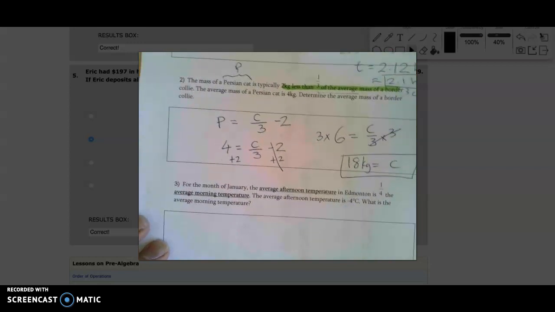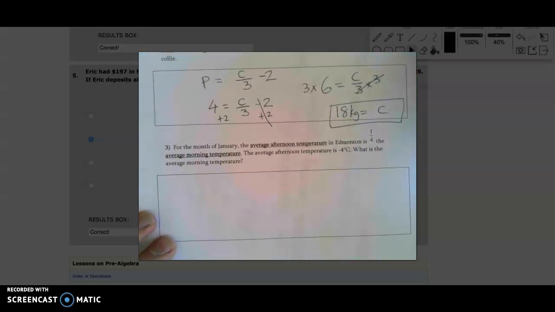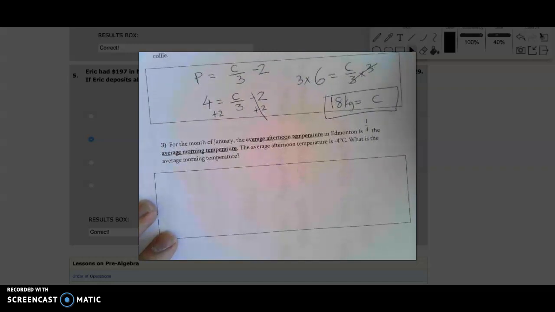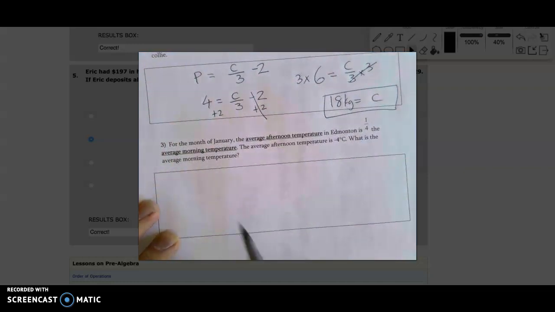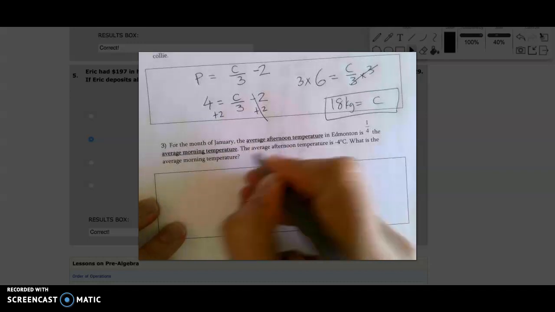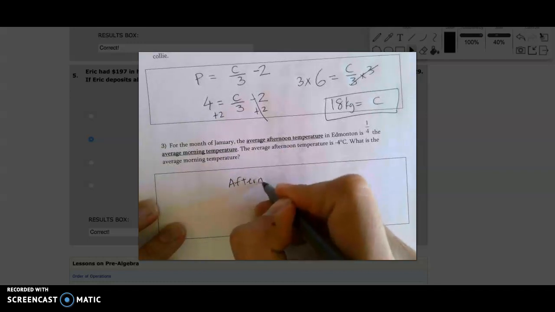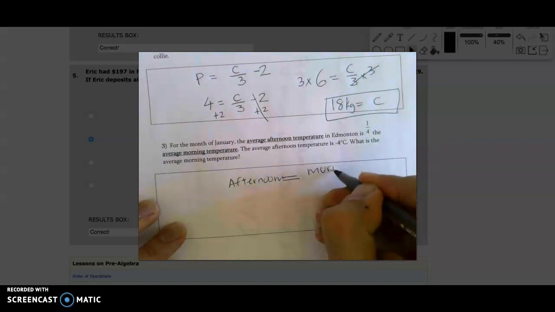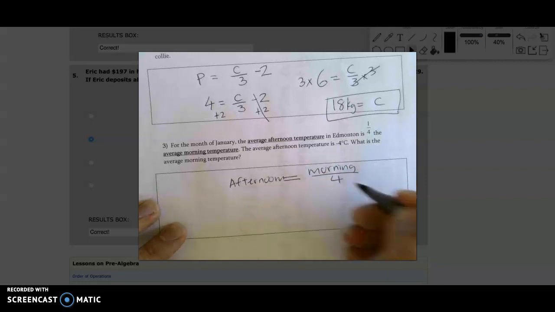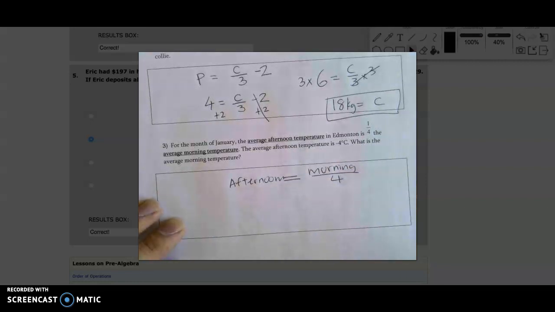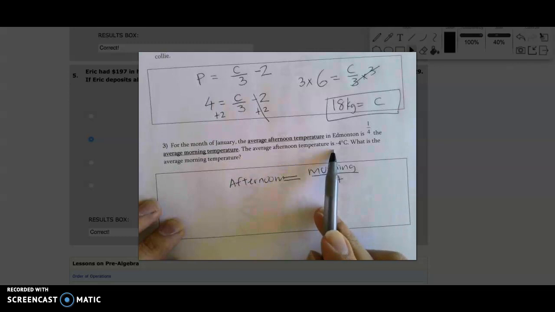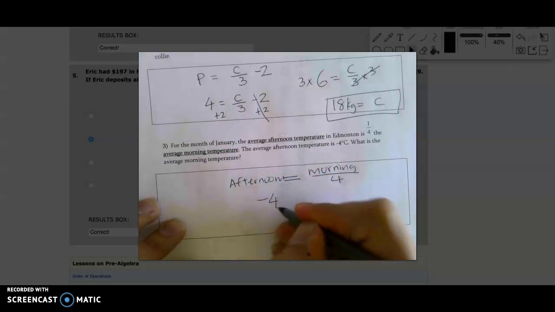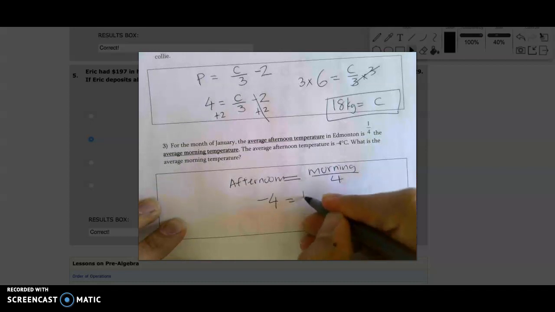For the month of January, the average afternoon temperature in Edmonton is 1/4 the average morning temperature. So I'm going to write this. The average afternoon in Edmonton is 1/4 the average morning. So 1/4 the average is actually morning divided by 4, okay? Because it's 1/4 of the morning. So let's read this. The average afternoon is -4. So if my afternoon was -4, what is my morning temperature?